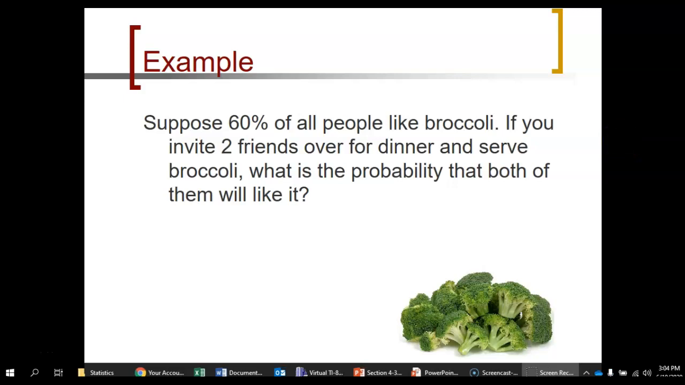Okay, continuing with examples of probability questions and the multiplication rules for probability. Suppose 60% of all people like broccoli. I have no idea if that's true. I just made that up for the sake of this example, but assume that that is the correct percentage. So in probability terms, that would mean that the probability of any individual liking broccoli is 60%.